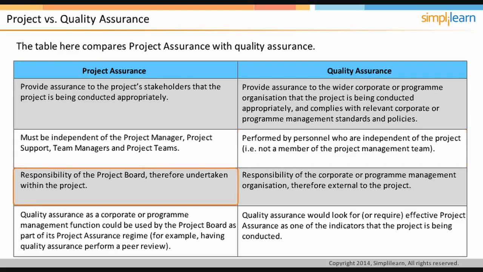Project assurance is a responsibility of the project board, therefore undertaken within the project. Quality assurance, however, is the responsibility of the corporate or program management organization, therefore external to the project. Quality assurance as a corporate or program management function could be used by the project board as part of its project assurance regime. For example, having quality assurance perform a peer review. Quality assurance would look for or require effective project assurance as one of the indicators that the project is being conducted. In the next screen, we will look at the PRINCE2 approach to quality.